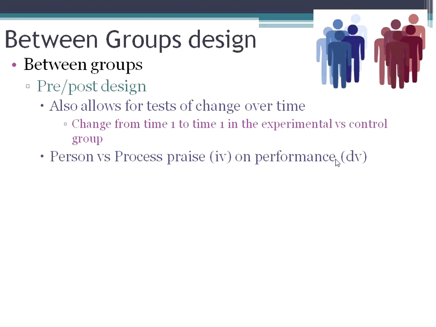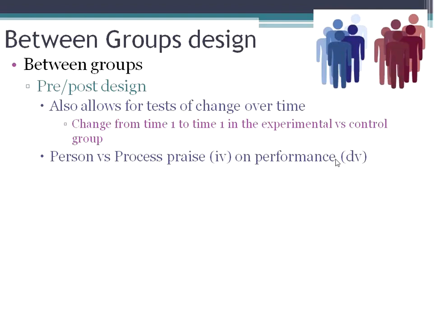Now here's another example of this. So we can look at this change over time when we have these between groups pre-post designs. So a couple researchers were interested in the perseverance of children on tasks and the way that they are praised for those tasks. So particularly they're interested in what we call person praise versus process praise. Person praise is when children are praised for their performance, and that performance is tied to who they are.